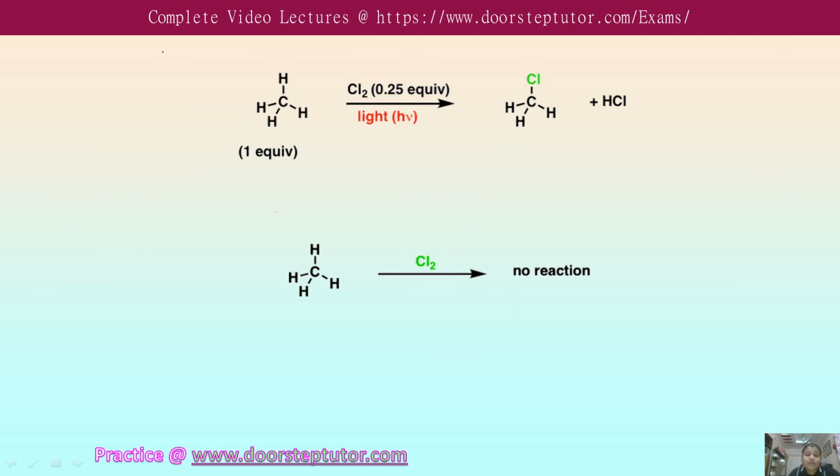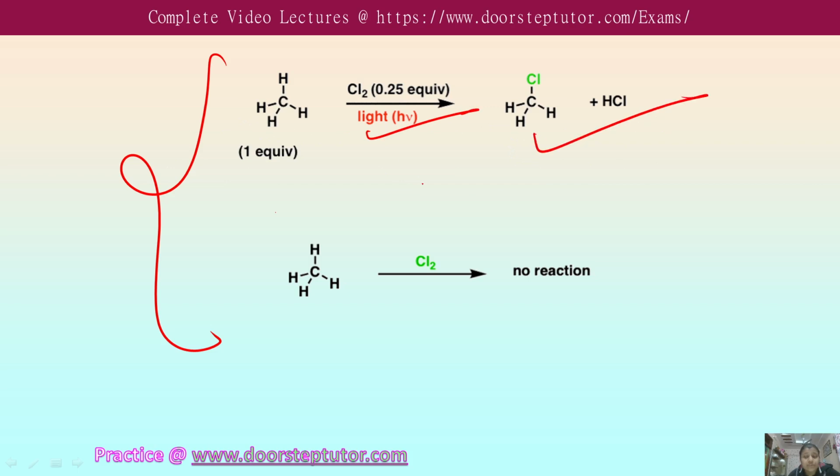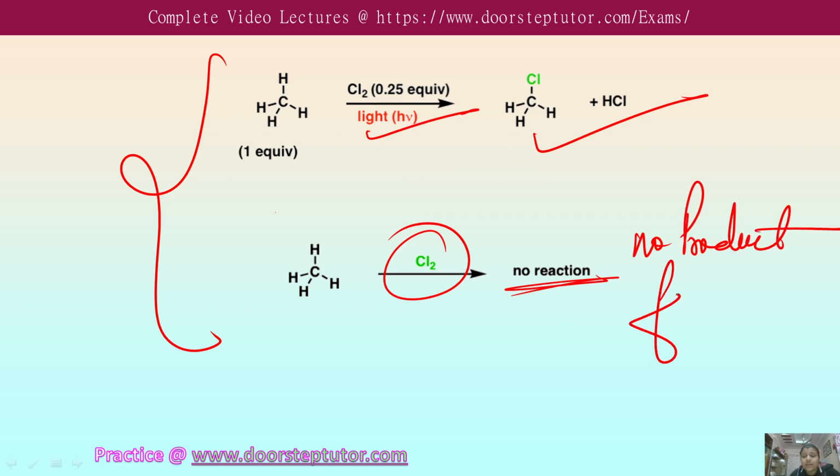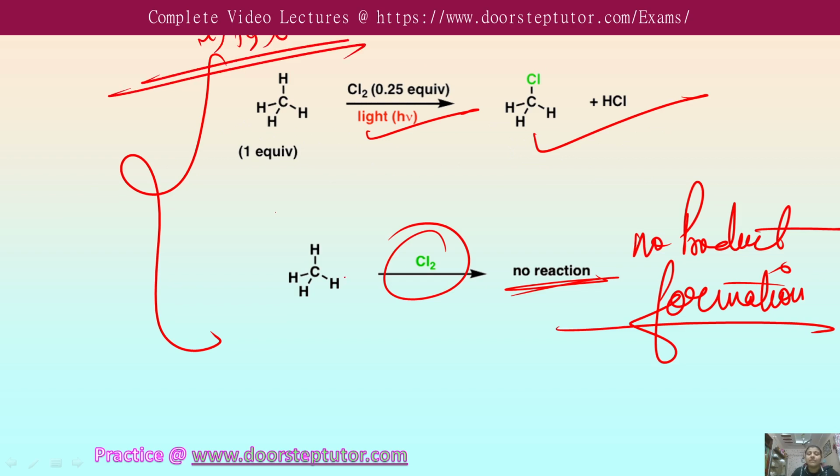So for that you have to distinguish between these two reactions. If you have Cl2 in the presence of light or h nu, then the reaction proceeds. But if you don't have light or heat, there is no reaction, there is no product formation, and this can only be understood by free radical intermediate reactions. This reaction proceeds via a free radical intermediate involving the initiation step, propagation step and termination step. Whereas if there is no light or heat, there is no free radical generation, and that's why there is no product formation in this part.